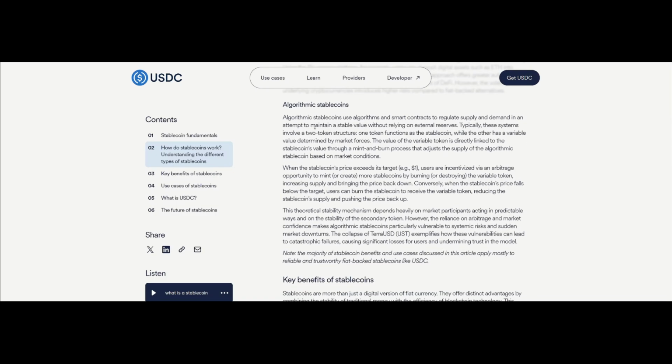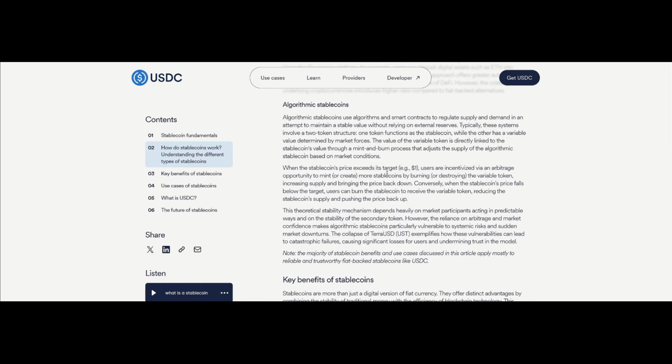All right. Then you got algorithmic stablecoins, which use algorithms or smart contracts to regulate supply and demand in an attempt to maintain a stable value without relying on external reserves. Typically, these systems involve a two token structure. One token functions as the stablecoin, while the other has a variable value determined by market forces. The value of the variable token is directly linked to the stablecoin's value through a mint and burn process that adjusts the supply of the algorithmic stablecoin based on market conditions.